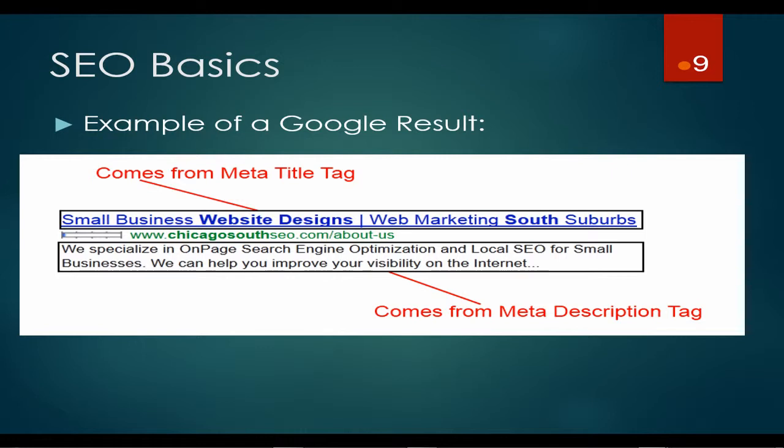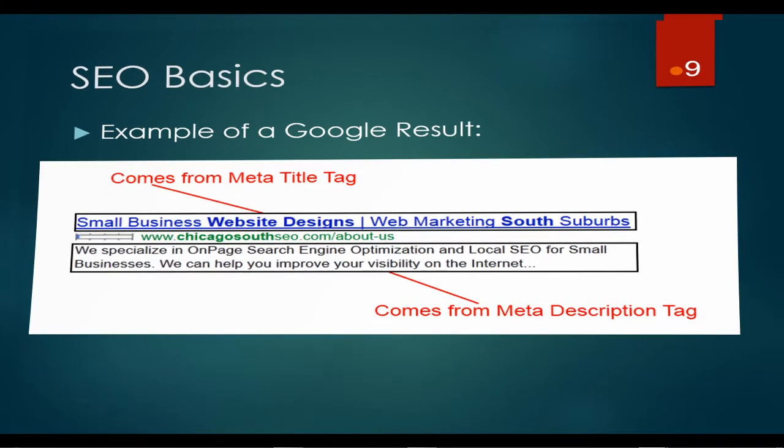Now, if you don't have the description and the title tag, Google and most of the search engines can do a decent job of populating those, but it's going to be taking the content from the first couple of paragraphs of your web page. To gain complete control of that, I suggest that you create a unique title tag and a unique meta description tag.